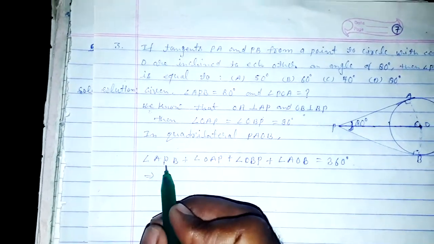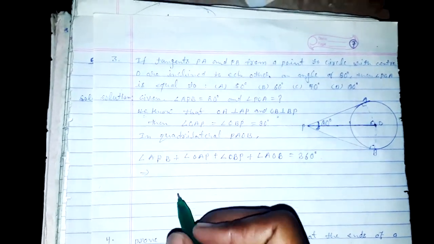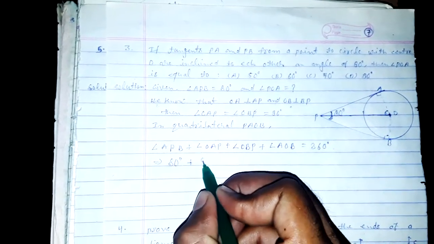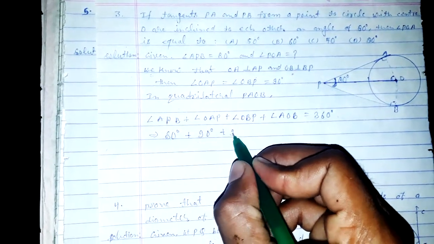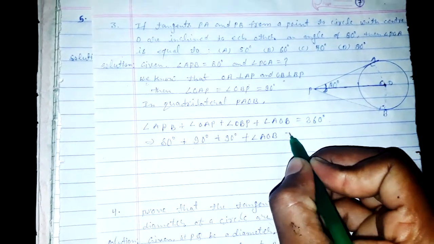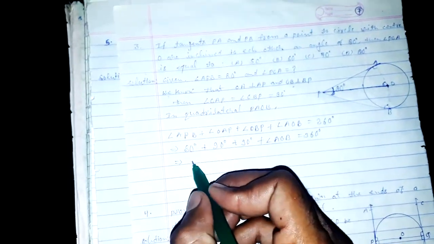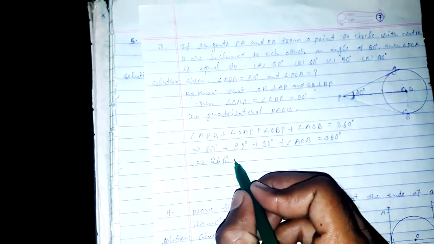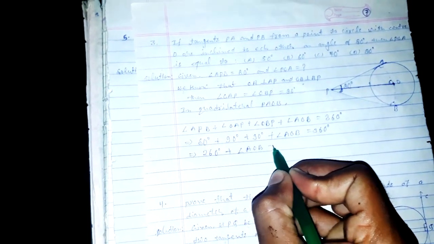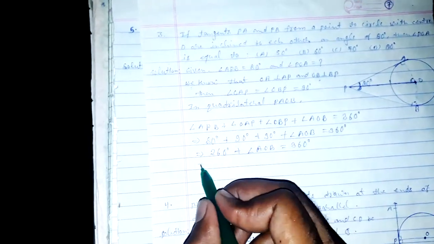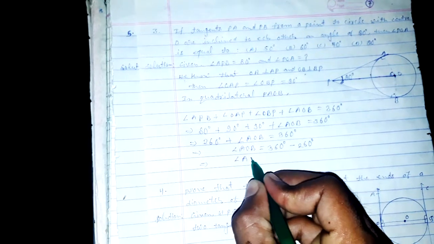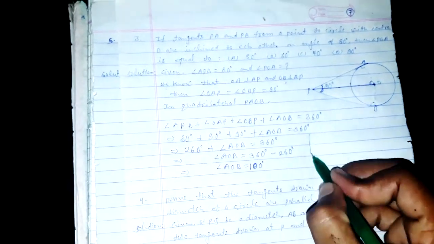Put the values: angle APB is 80 degrees, this is 90 degrees, this is 90 degrees, plus angle AOB is equal to 360 degrees. Totaling, 260 degrees plus angle AOB is equal to 360 degrees. This implies angle AOB is equal to 360 degrees minus 260 degrees, so angle AOB is 100 degrees.